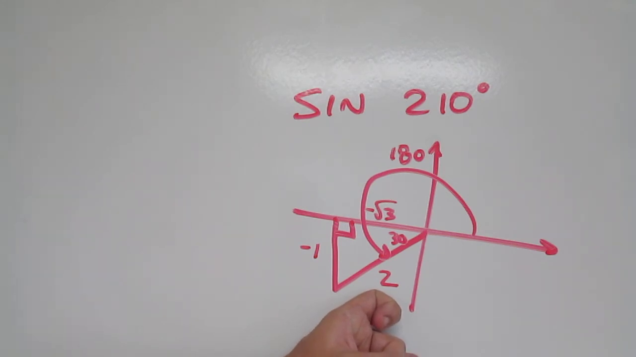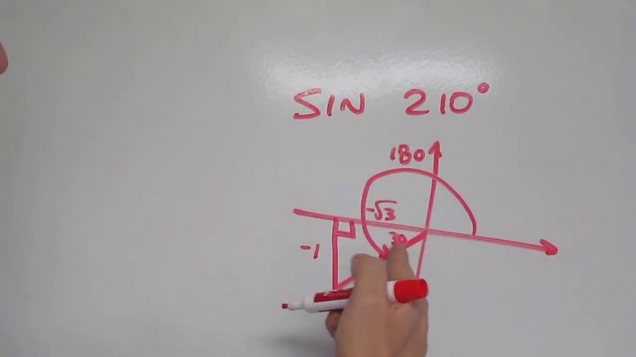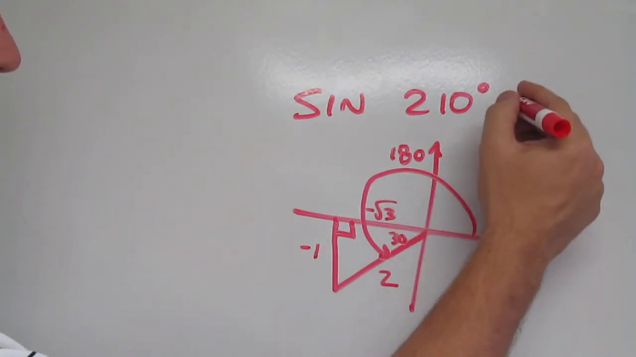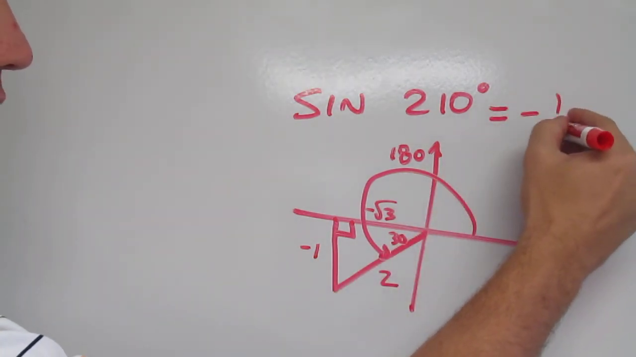So now if you ask me what's the sine of 210, I know sine to be opposite over hypotenuse, so that's equal to negative 1/2.